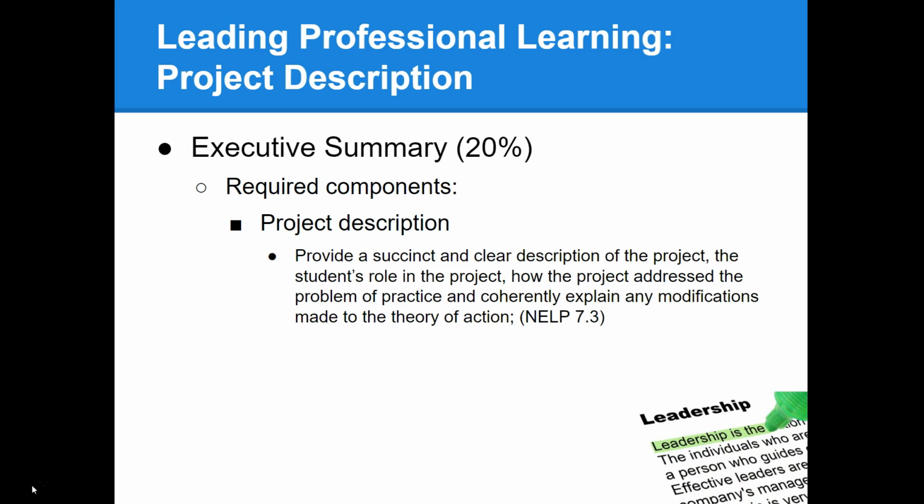I mean, if you think about teaching a lesson, oftentimes we have to make modifications in the moment. And that happens a lot, even with the best detailed plans. In this case, you may have made modifications to your theory of action, and I would like to know about those. What are those modifications that you made, and the why behind them?